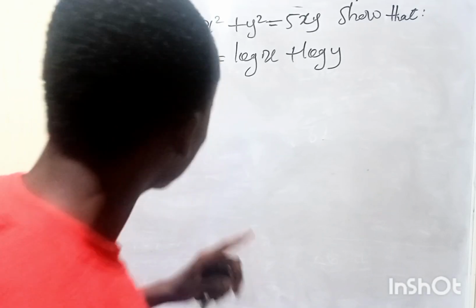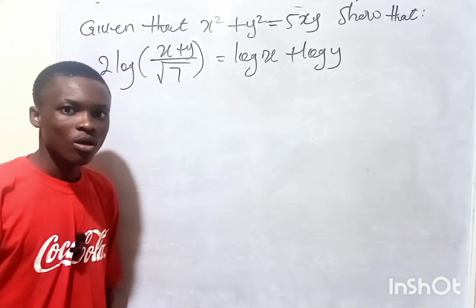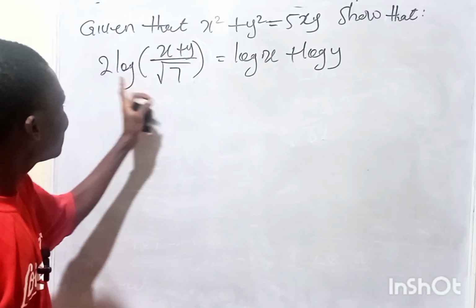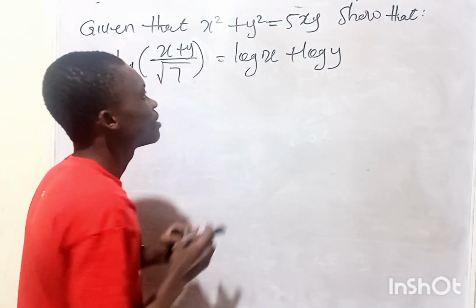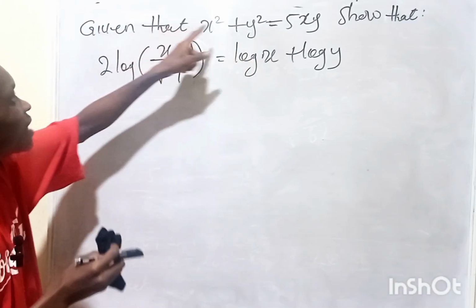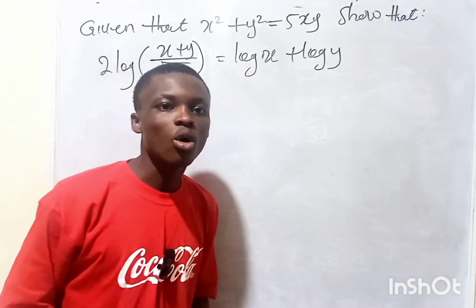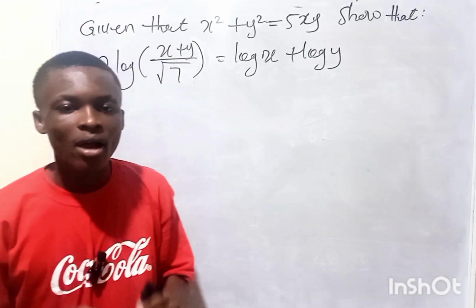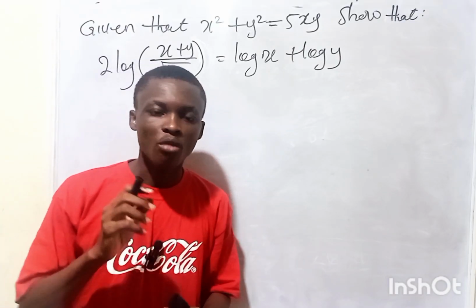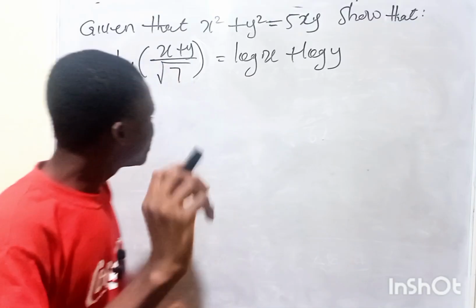And see how I'm going to solve this nice logarithmic equation. Our task is to show that this one is this one. So given that x squared plus y squared equals 5xy, show that 2 log of (x plus y all divided by the square root of 7) equals log x plus log y. All right, this is what we are going to do.